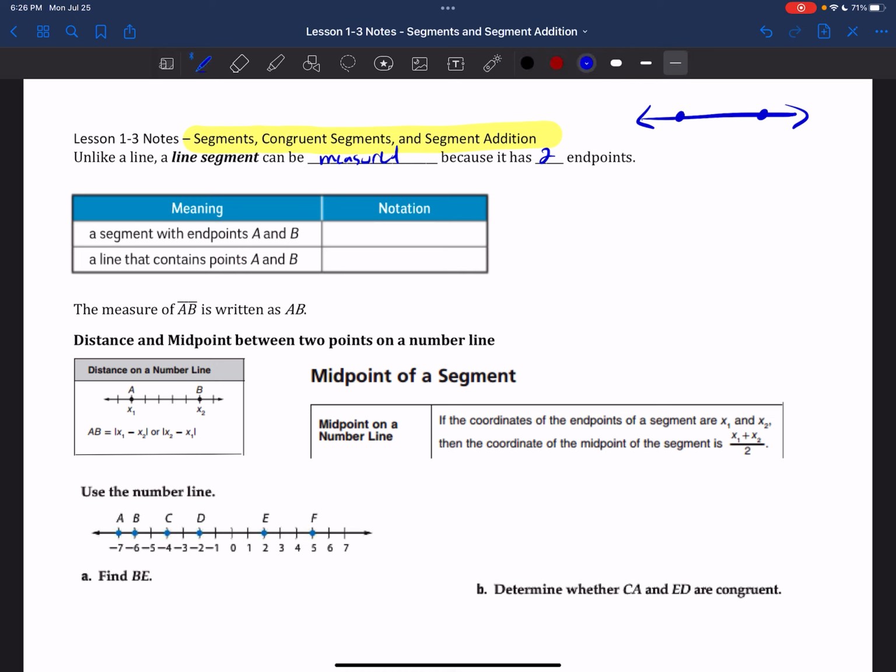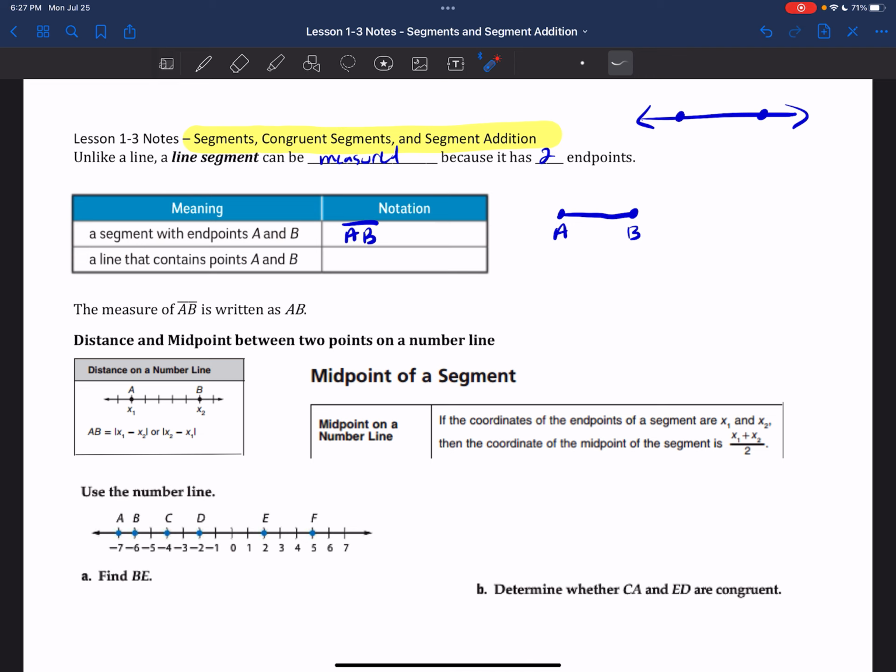Recall from the first lesson, 1-1, where you have a segment like this, A and B. I look at the capital letters and write them, and above them I put the little line segment symbol. That's how you write the notation for this statement right here.